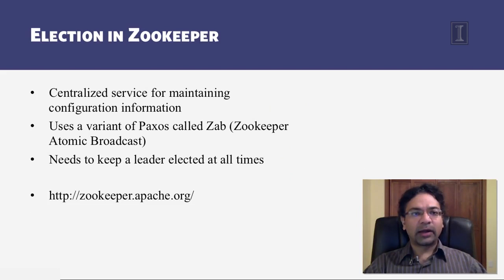Next, we're going to look at election in Apache ZooKeeper. Apache ZooKeeper is an open source system that is a centralized service for maintaining configuration information. ZooKeeper uses a variant of Paxos called ZAB, which stands for ZooKeeper Atomic Broadcast. ZooKeeper needs to have a leader elected at all times.